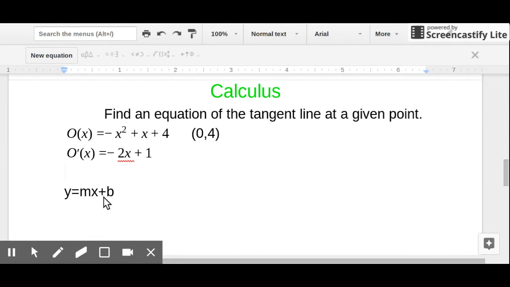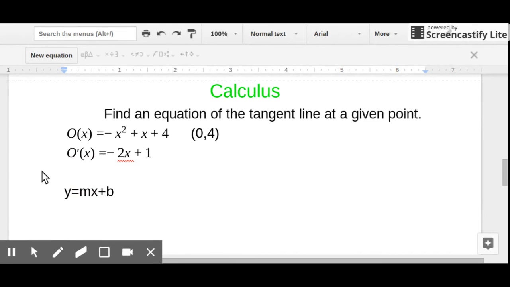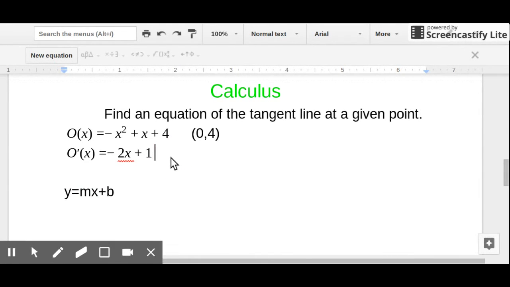Now, I think we used... well, that's the goal right there. But I just noticed something. We need to find what M is, and I could actually say M is equal to... this may not be appropriate, but we're going to do it anyway.